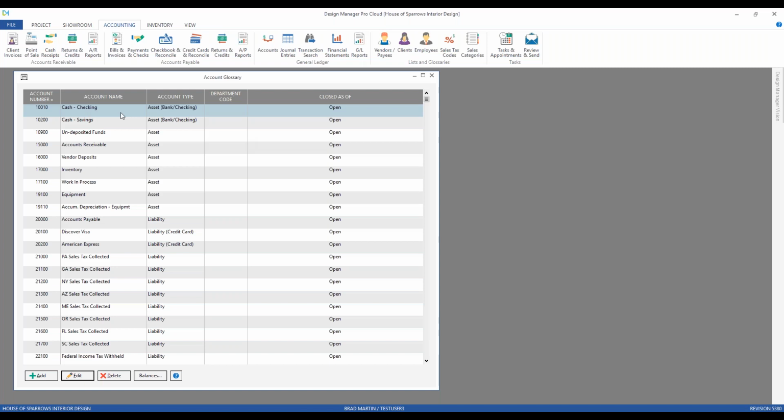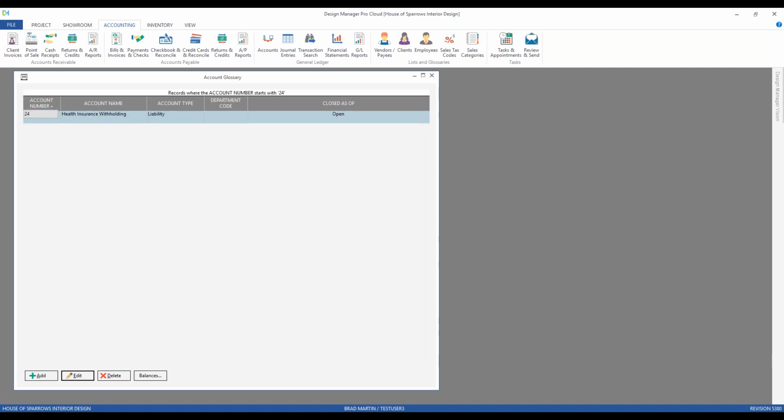This is going to be the account from which the payroll provider removed or is going to remove the necessary funds. So I'm using the example of our cash checking account 10,010, but it could be an operating account or a savings account or any type of other asset bank checking account.